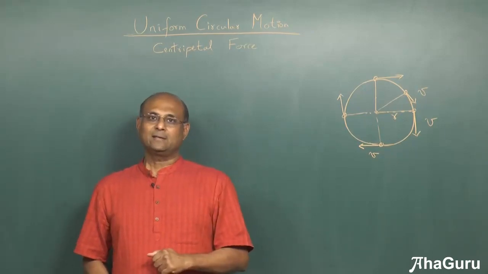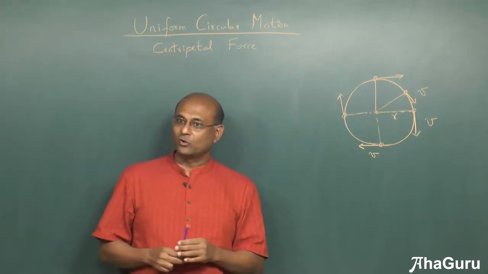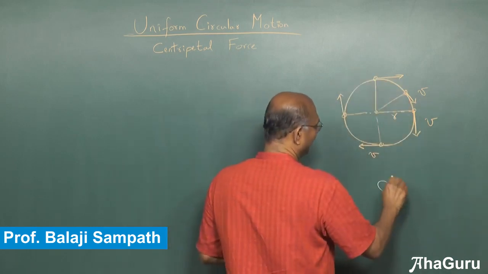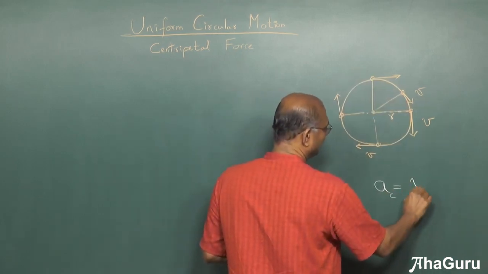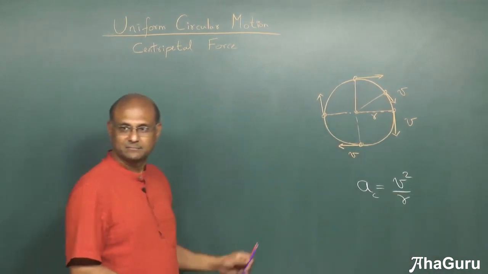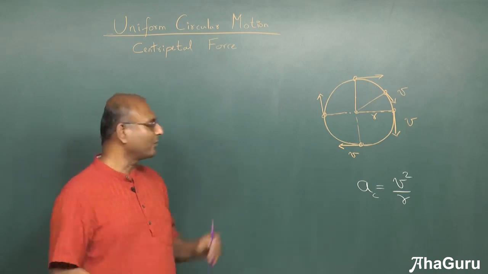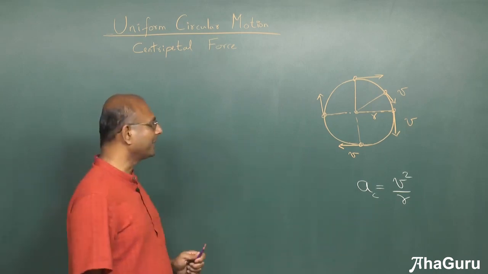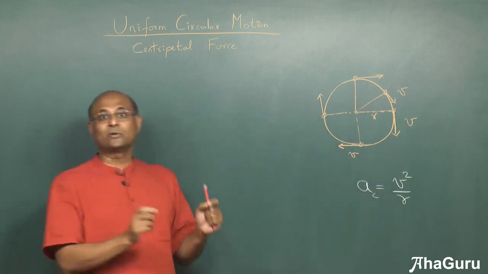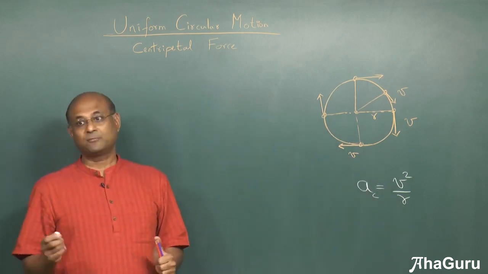So we have been studying uniform circular motion, and we know that an object going around in uniform circular motion has an acceleration, centripetal acceleration, which is v square by r. Correct? We can write it as v omega r, omega square, whatever, but v square by r. Now, if an object has an acceleration, what does Newton's second law say? It must have a force.